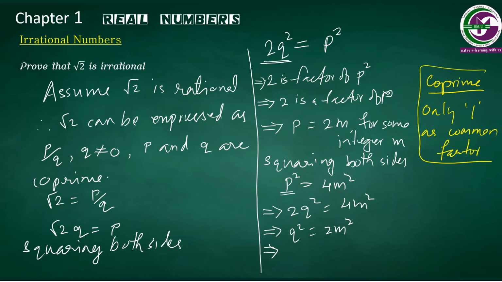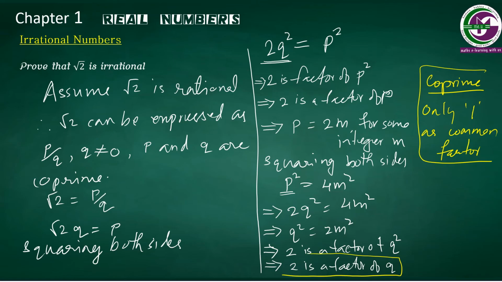Then we know that 2m square is a multiple of 2. So Q square is a multiple of 2, which means 2 is a factor of Q square. Implies, using the previous theorem, 2 is a factor of Q. So 2 is a factor of Q and 2 is a factor of P.